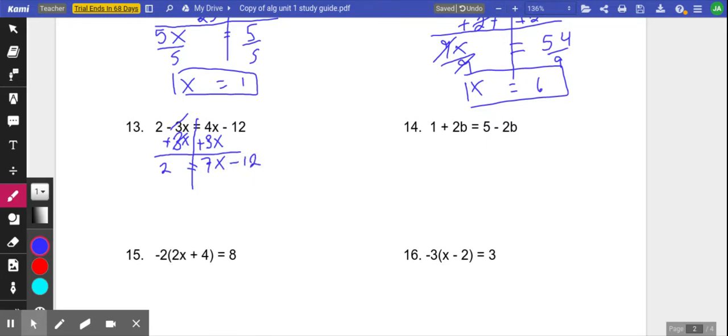minus 12. And now we have 7x minus 12 on the right side. So we're going to want to isolate that x term. Since we have a minus 12, that's subtraction. So we're going to do the inverse operation of subtraction, which is addition. So we will add 12 to both sides of the equation.